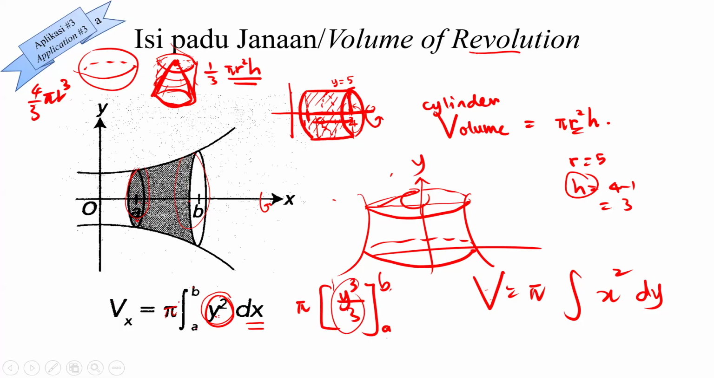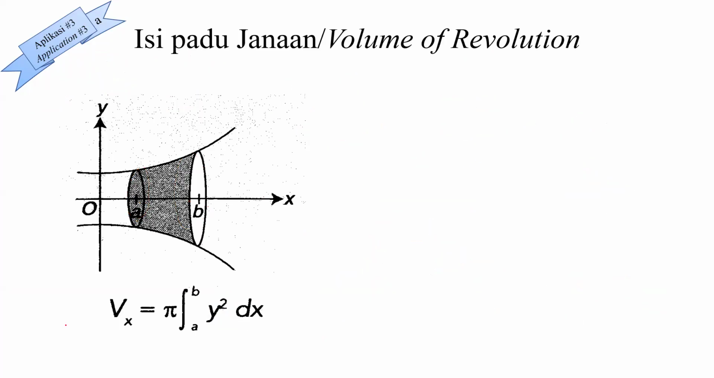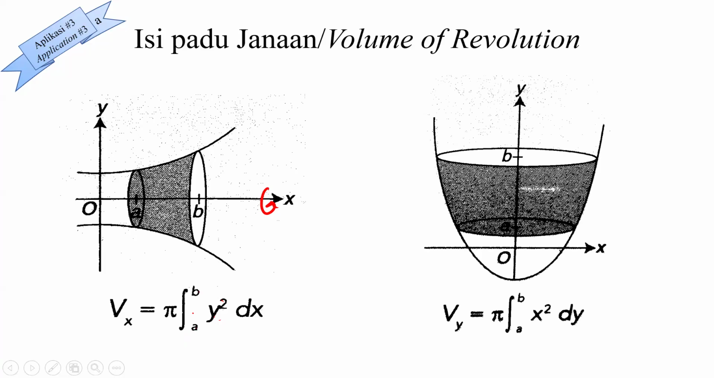In short, the formula will be, if it is towards the x-axis, then it will be pi y squared dx. The boundary is on the x-axis. If it is towards the y-axis, then the boundary will be on the y-axis. So pi dy, the subject is x squared. Just remember this. Towards x, the subject is y squared. If it is towards y, the subject is x squared.